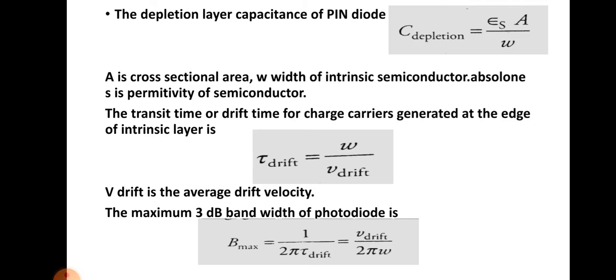The equations relating to the PIN diode structure are as follows. First is the depletion layer capacitance, given by C equal to epsilon S times A divided by W, where epsilon S is the permittivity of the semiconductor, W is the width of the intrinsic semiconductor, and A is the cross-sectional area. Next, the transit time or drift time for a charge carrier generated at the edge of the intrinsic layer is given by tau drift equal to W divided by V drift, where W is the width of the semiconductor and V drift is the average drift velocity. The maximum 3 dB bandwidth of the photodiode is B max equal to 1 by 2 pi tau drift. Substituting tau drift as W divided by V drift, we get B max equal to V drift divided by 2 pi W.